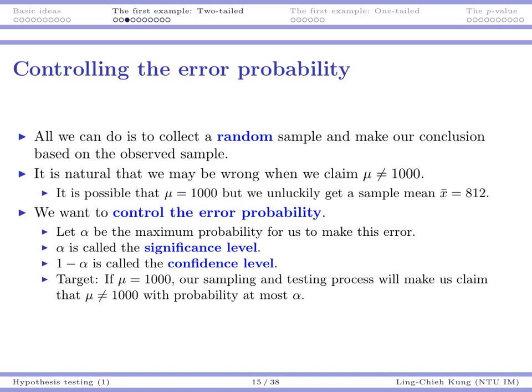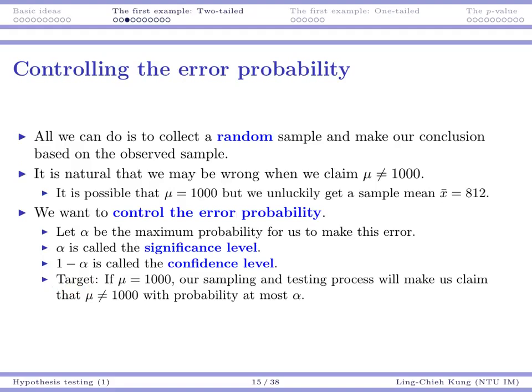In statistics, alpha is called the significance level, and 1 minus alpha is called the confidence level. Alpha is typically set to be, for example, 5% or 1%. It decides how significant the deviation needs to be for us to make a conclusion. On the other hand, 1 minus alpha is the confidence level. If you think about the confidence interval we did last time, then you can see the analogy.